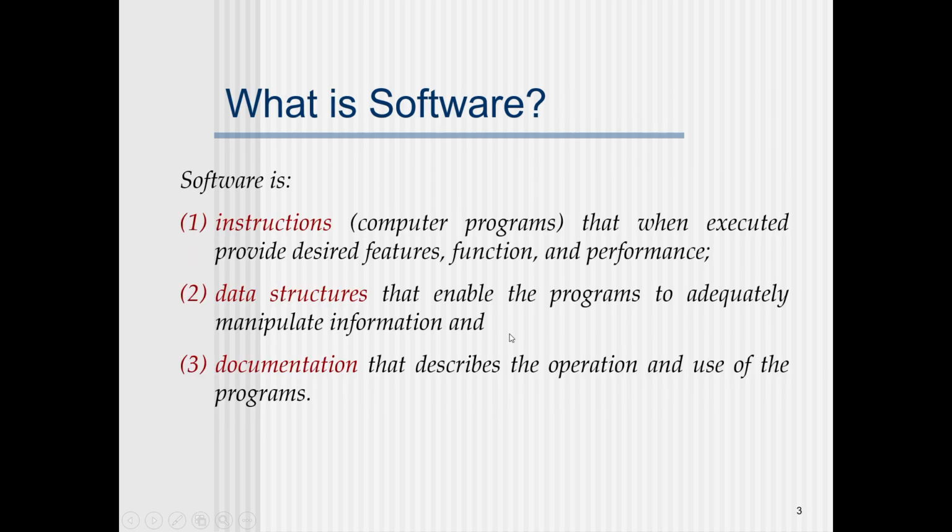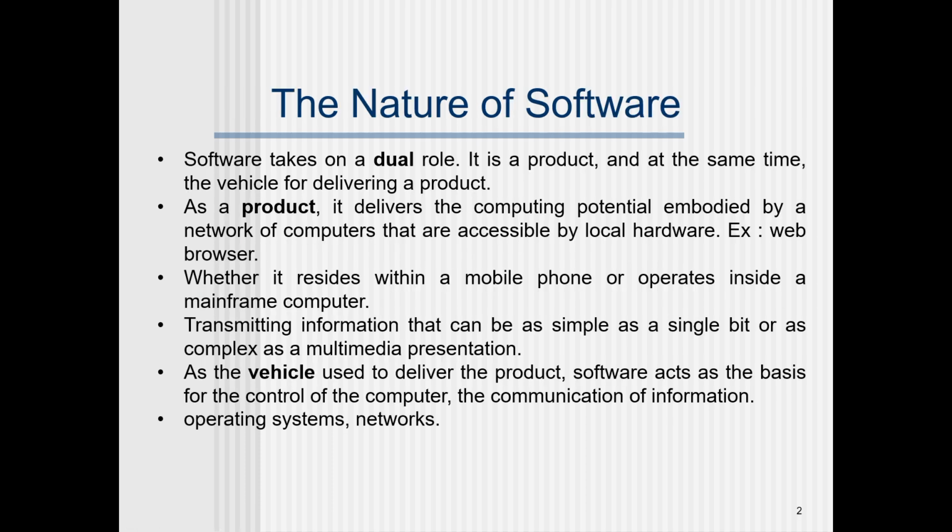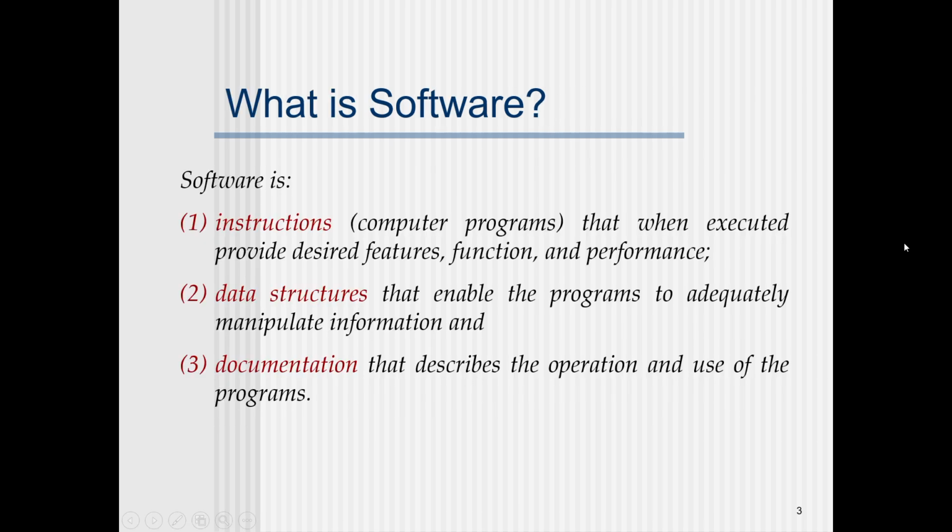Now, what is software? These are the points you are supposed to remember. There are two definitions with respect to software. One definition is that it takes a dual role: it is a product and at the same time a vehicle for delivering a product. The other definition is that software is a collection of three important things: instructions, data structures, and documentation. What does instruction stand for? Instruction stands for computer programs.